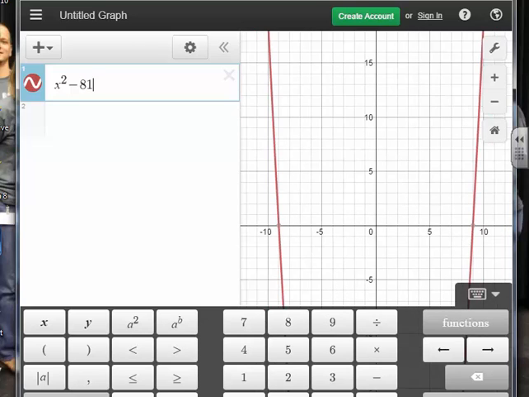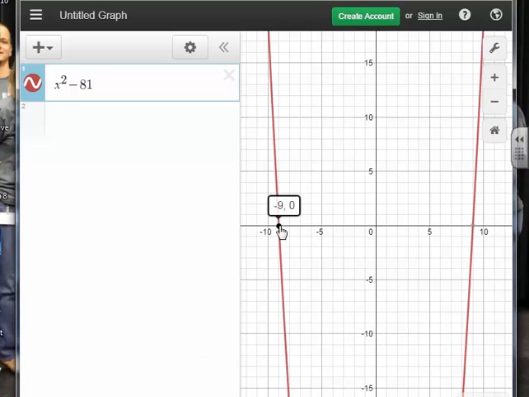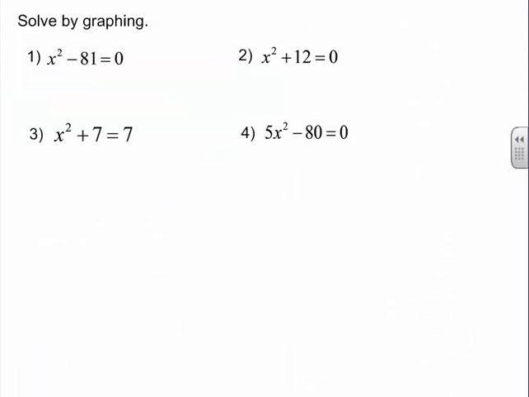There it is. It looks like here at negative 9 is one of them, and over here at 9 is another one. So my two solutions would be x equals negative 9 and x equals 9. That's graphically. They're both x's, since it's where it crosses the x-axis, so it should be x equals both of them. If you put x equals plus or minus 9, I'm fine with that too. All right, let's try number 2.